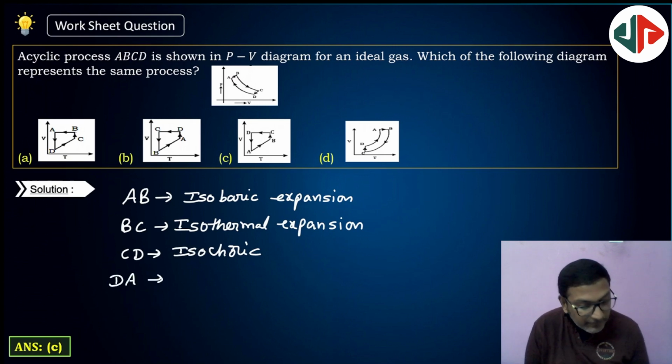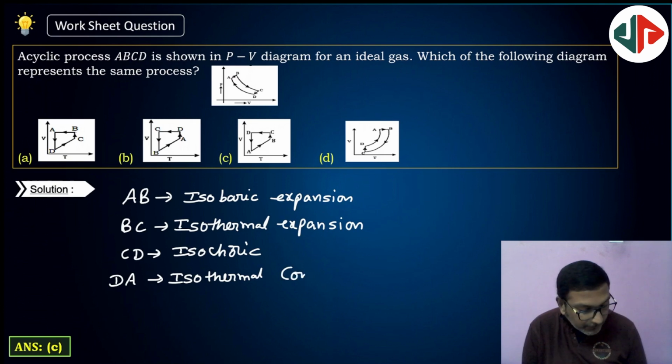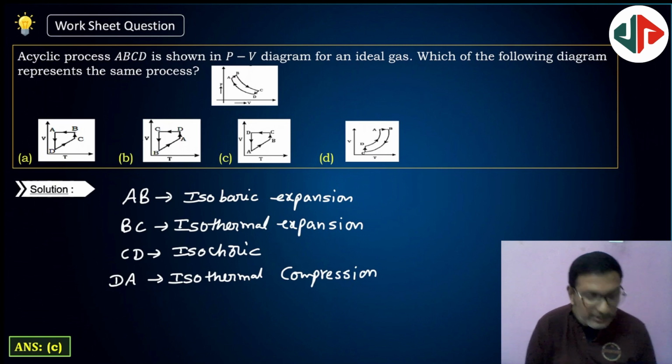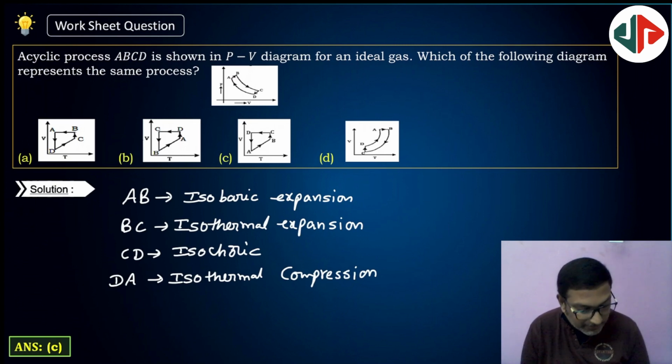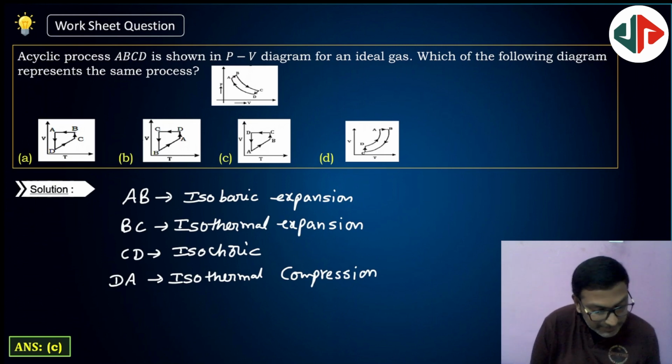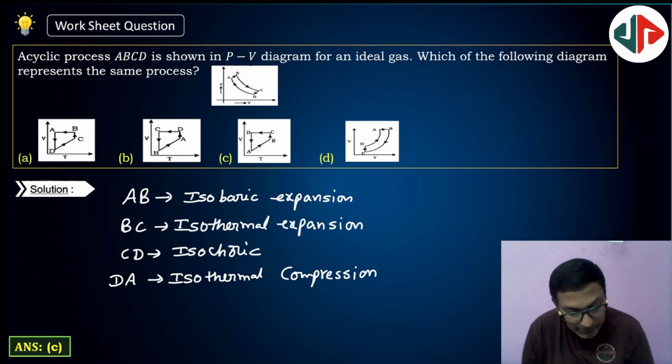DA becomes isothermal compression. So in the given PV diagram, AB isobaric expansion at constant pressure, BC isothermal expansion, CD isochoric process, next DA isothermal compression. So these processes are available in option C. Check option.